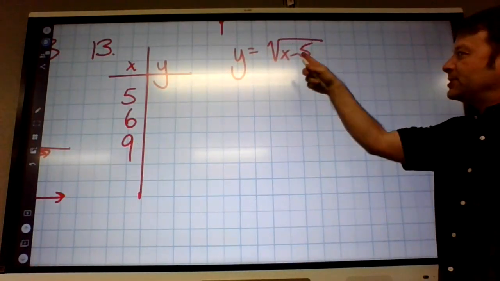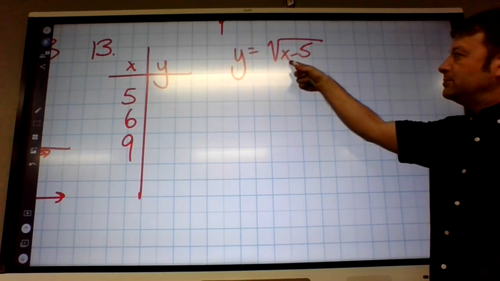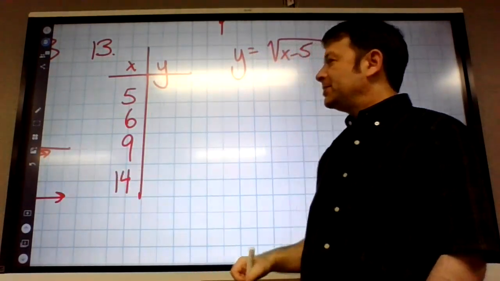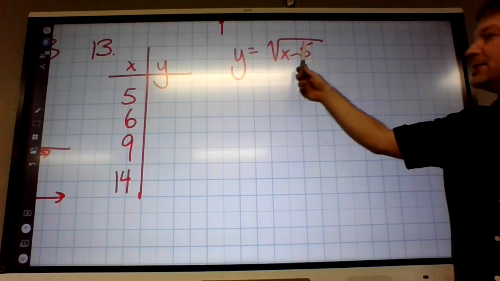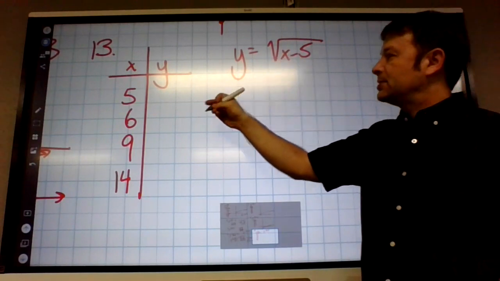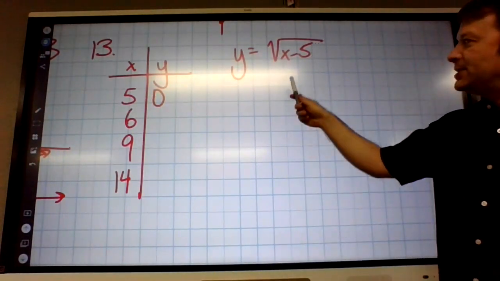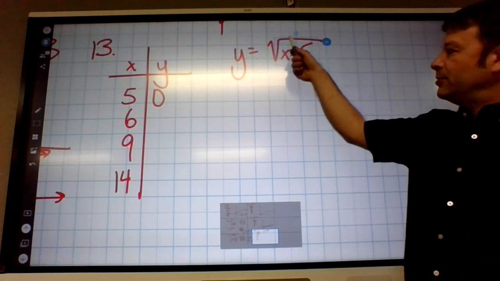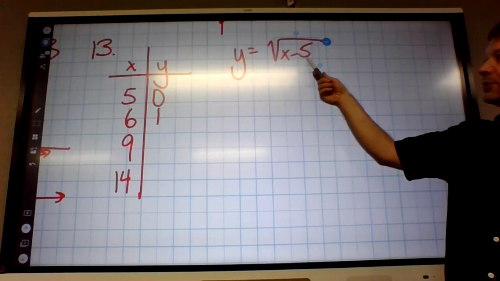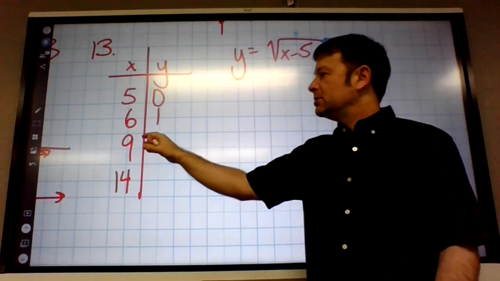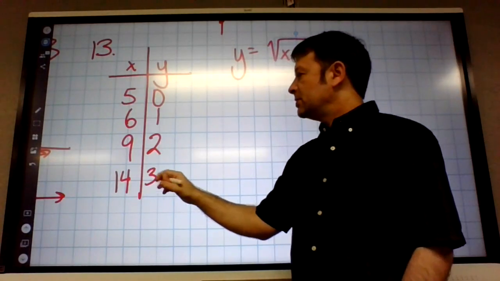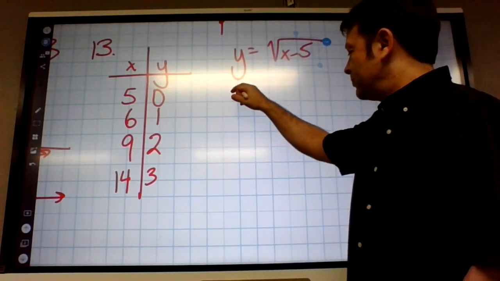And what could I plug in to make what's under the square root equal 9? 14. Okay, these will work out nicely. For example, if I plug in 5, I get 5 minus 5 is 0, and the square root of 0 is 0. If I plug in 6, 6 minus 5 is 1, the square root of 1 is 1. If I plug in 9, 9 minus 5 is 4, the square root of 4 is 2. If I plug in 14, 14 minus 5 is 9, square root of 9 is 3. So this is going all the way out to 14.